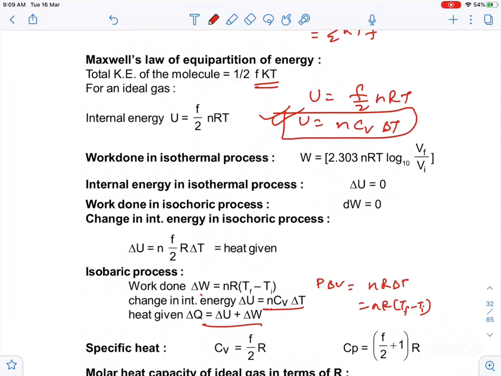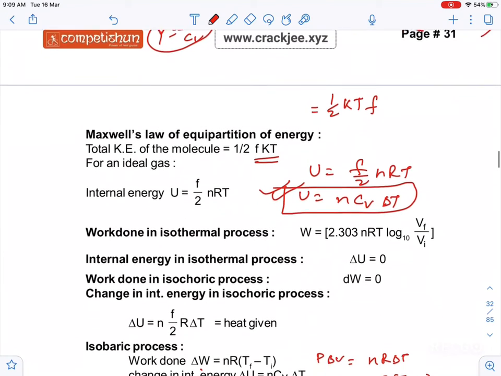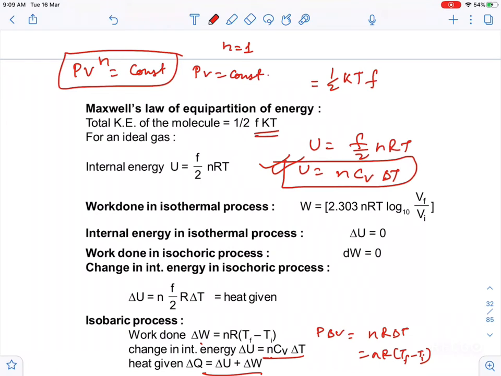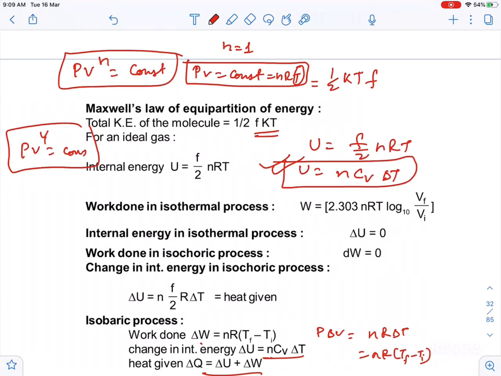That is another thing. So guys, what are the processes? I have to just tell you about the polytropic process, because polytropic defines everything. PV to the power n is equal to constant. This is the polytropic process, guys. If n is equal to 1, this polytropic becomes isothermal: PV is equal to constant, because PV is equal to nRT and if temperature is constant, PV becomes constant. Now guys, if you take n as gamma, PV to the power gamma is constant.